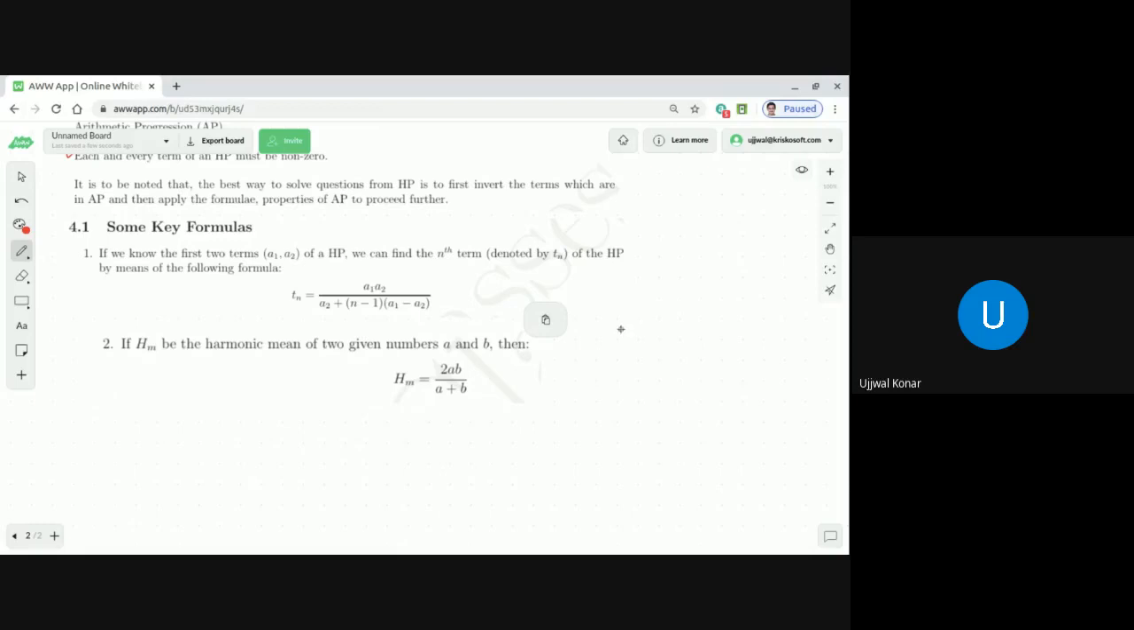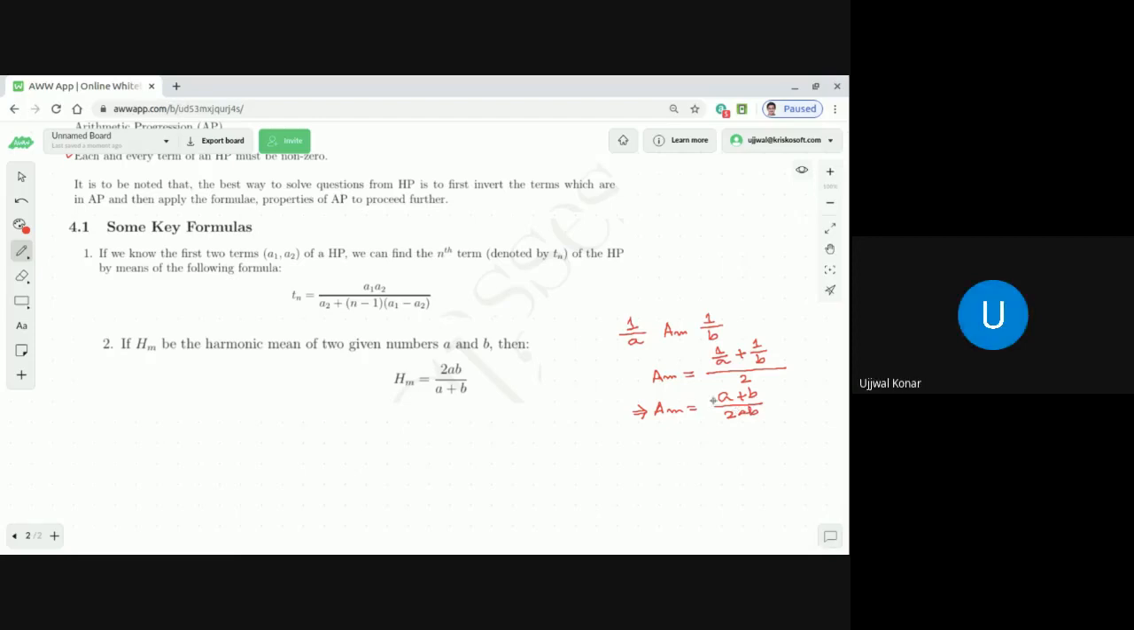Let me show you. Our purpose is to find the harmonic mean between the numbers A and B. So we take the numbers 1 by A and 1 by B, and find the arithmetic mean between them. Suppose AM. What will be AM if you recall? It will be 1 by A plus 1 by B, divided by 2. If we simplify a little bit, what we'll get? A plus B by 2AB.